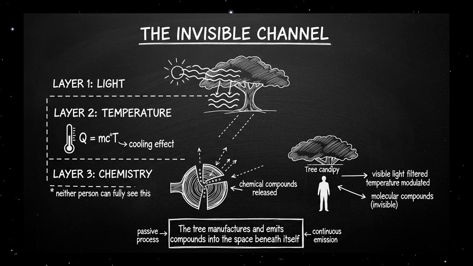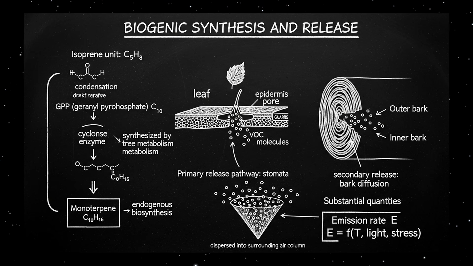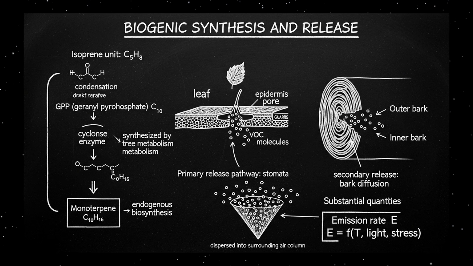Now the chemistry. Because the tree is not only filtering light and cooling air, it is manufacturing compounds and releasing them into the space directly beneath itself. Trees release volatile organic compounds, terpenes, primarily alpha-pinene, beta-pinene, limonene, and camphene, from their leaves and bark as part of their antimicrobial defense and intertree signaling system. These compounds are biogenic, synthesized by the tree's own metabolism from isoprene units, released through the stomata and through the bark surface, dispersed into the surrounding air.